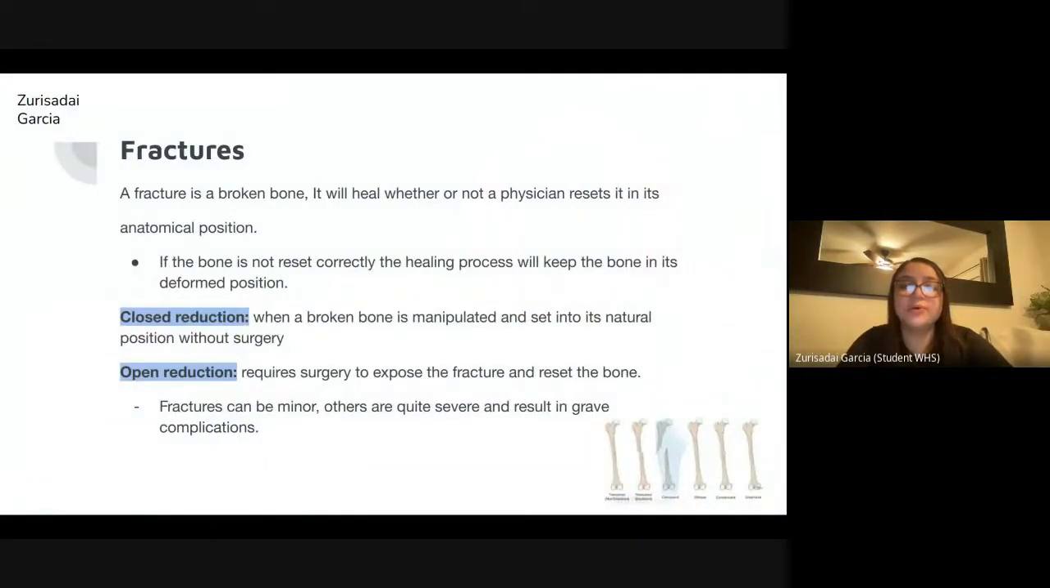Fractures. If a bone is broken, it will heal whether or not a physician resets it in its anatomical position. If the bone is not reset correctly, the healing process will keep the bone in its deformed position. Closed reduction is when a broken bone is manipulated and set into its natural position without surgery. Open reduction requires surgery to expose a fracture and reset the bone. Fractures can be minor or quite severe and result in grave complications.